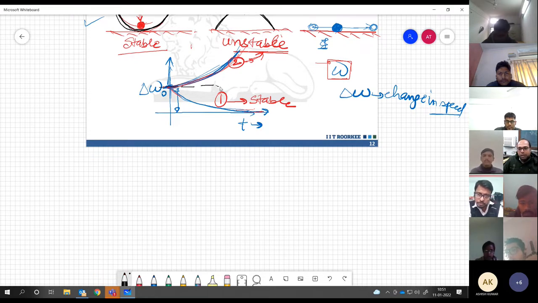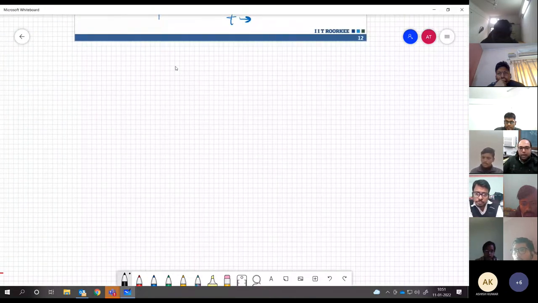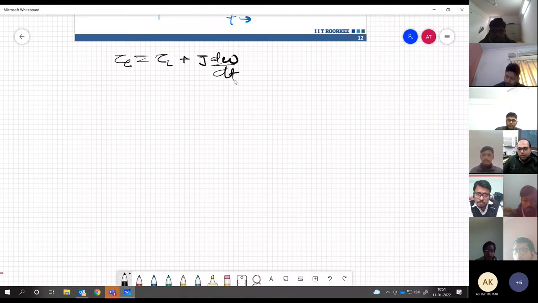If you give omega, it will stay here. That delta omega will be maintained. So we are going to see one of these three cases. Now we will take help of our equation, the dynamic equation we have seen earlier. Whatever we do, whatever we work, we do on the basis of this equation. This is what defines how our system is going to behave.